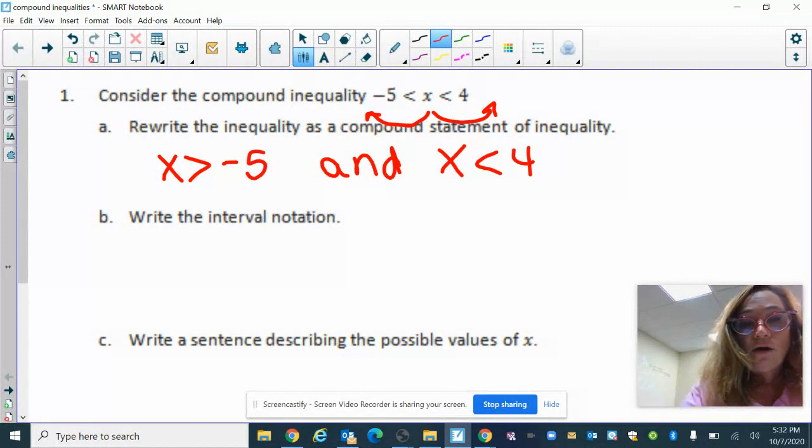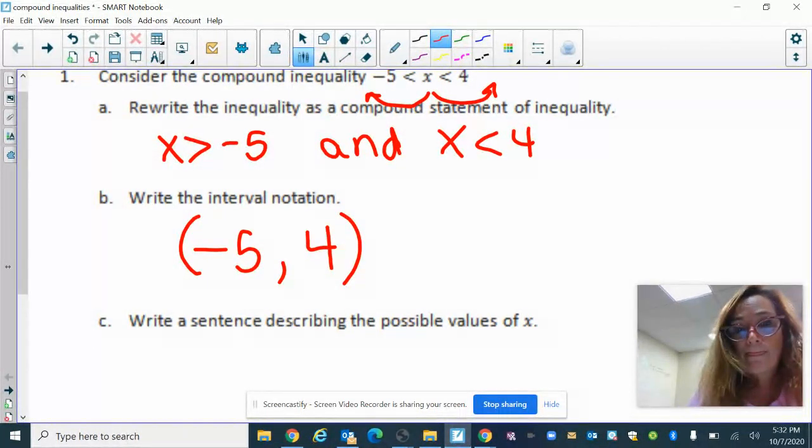Okay? Write the interval notation. So I'm actually going to look at the original one, and it starts at -5. There's no equal bar, so that's a curve. And it stops at 4. There's no equal bar, so that's a curve.